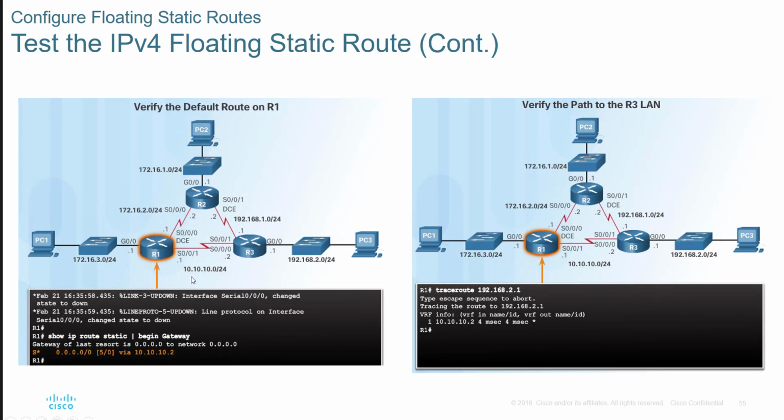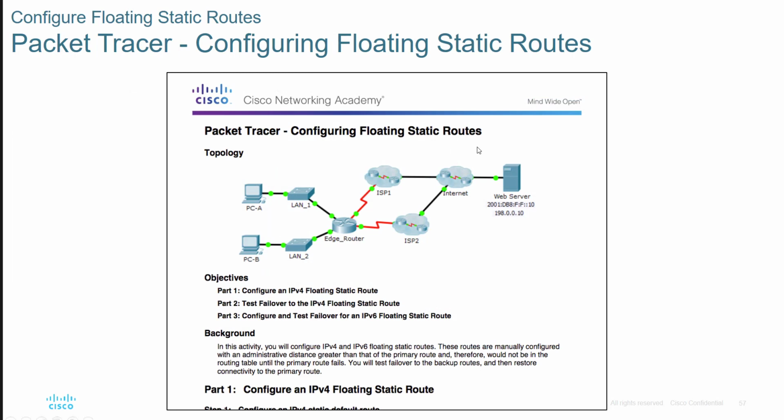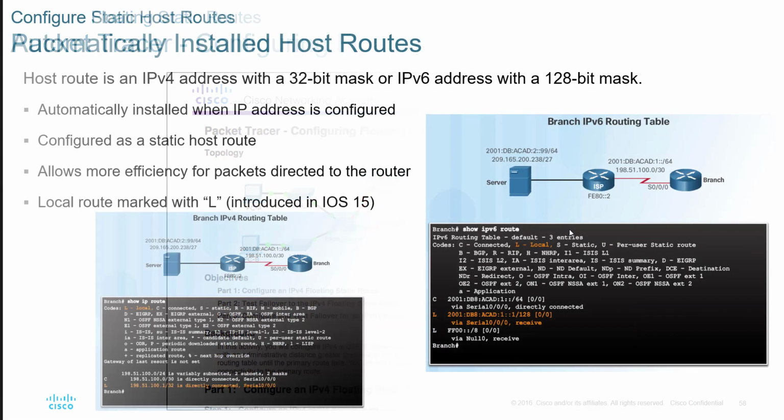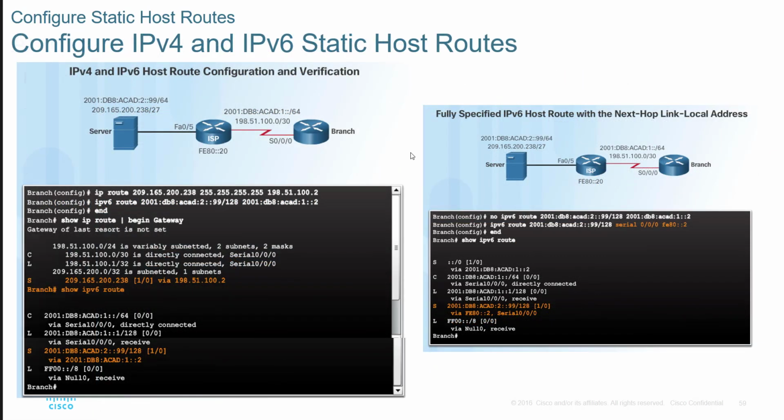Here's some more examples of traceroutes that you can do to verify the path from one router to another or another connection. Here's IPv6 routes. And here's one where you can configure floating static routes if you need to. Here's some more: we can automatically install host routes. These are just other ways that you can program your IPv4 or IPv6 to do other types of functions. Here's some more static host routes.